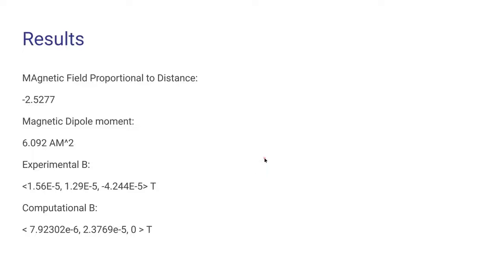So the result was the magnetic field proportional to distance was negative 2.5277. The magnetic dipole moment was 6.092 amps meter squared, not per. And then the experimental B was found using calculations, and the computational B was made with the GlowScript model. And yeah.